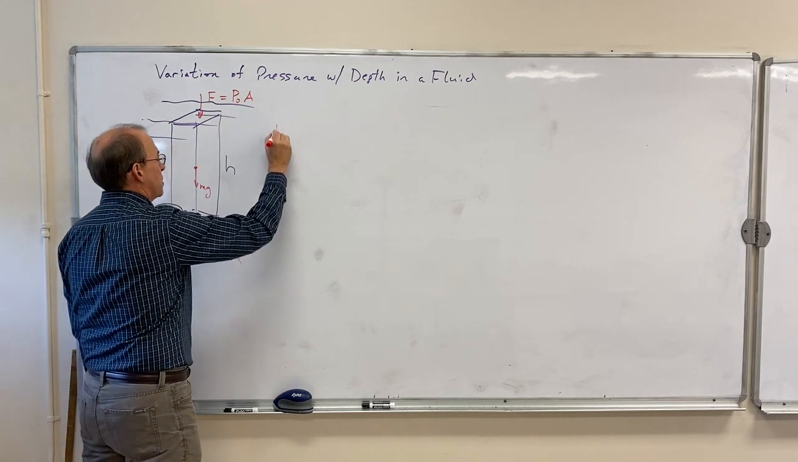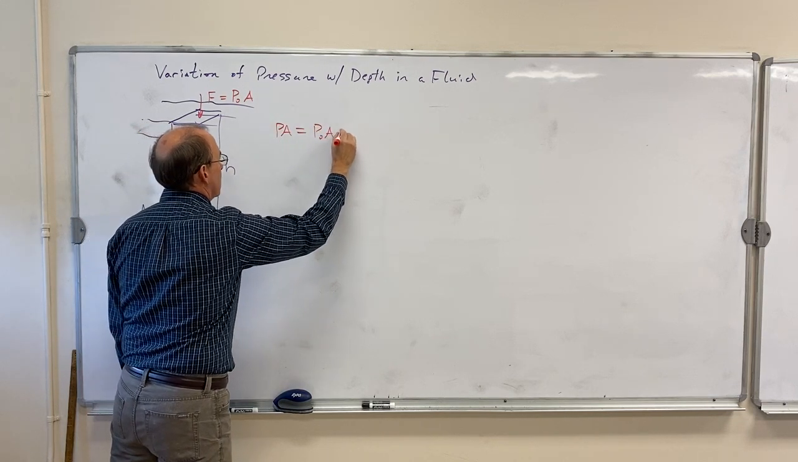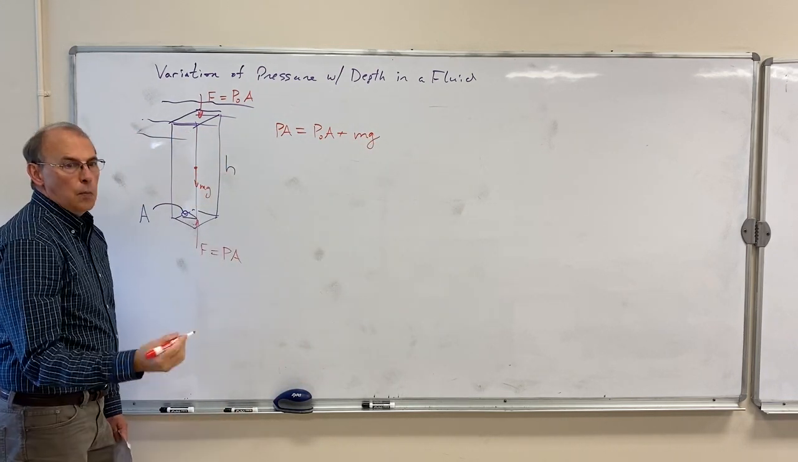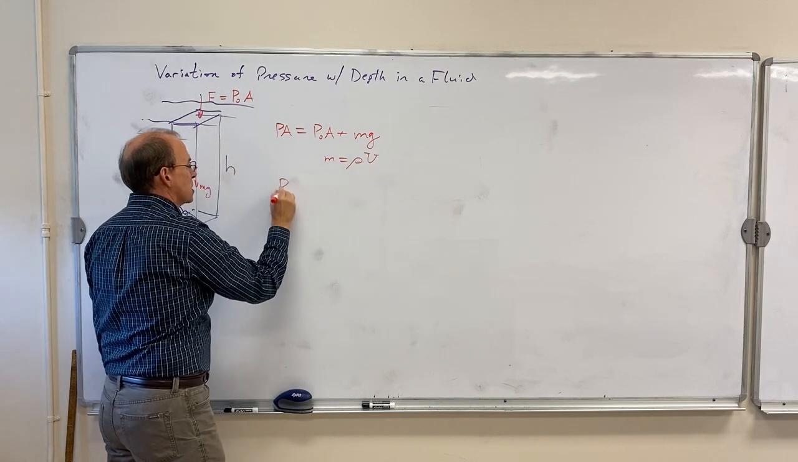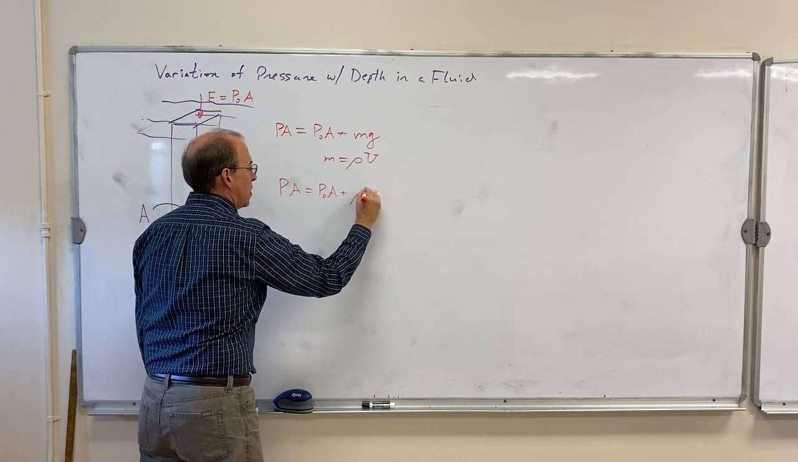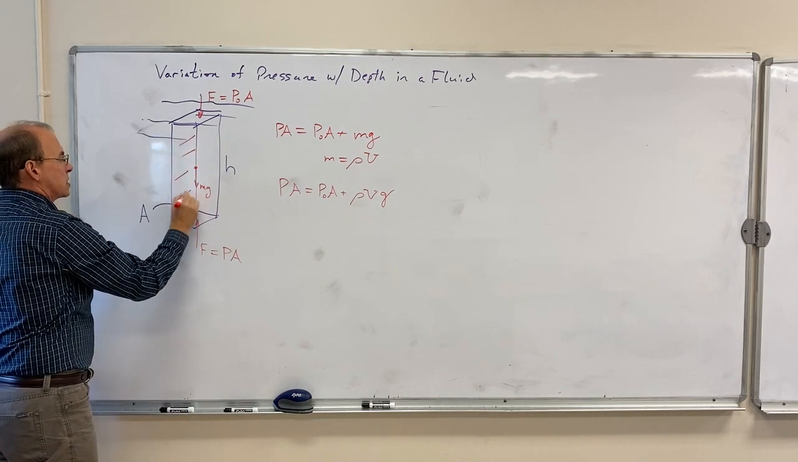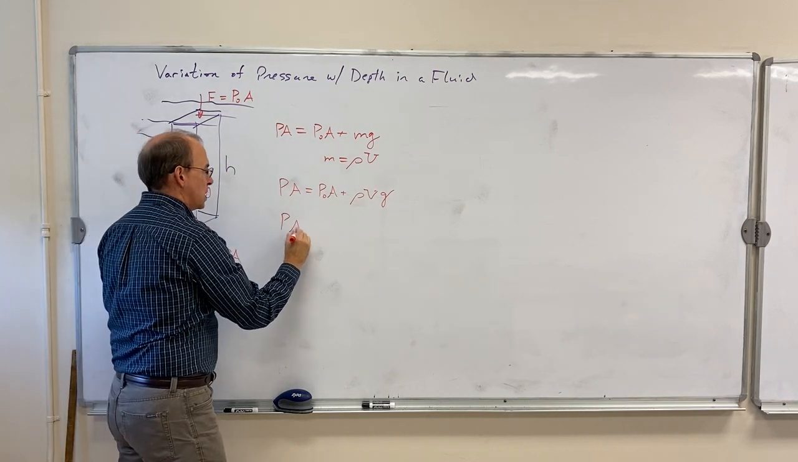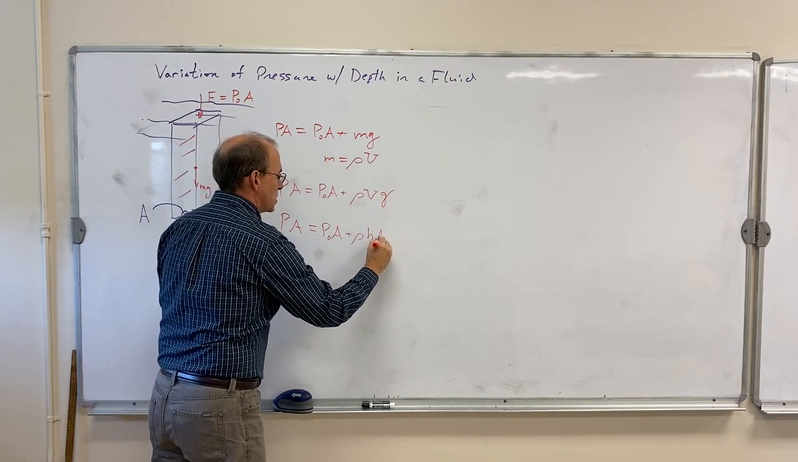Balancing all these forces gives me the force up, P times the area, is the force down, P naught times the area, plus the weight, mg. But I just saw that m was density times volume. So this gives me PA is P naught A plus density times volume times g. But the volume of this column of fluid is its height times its area. So this is PA, it's P naught A plus density times height times area times g.